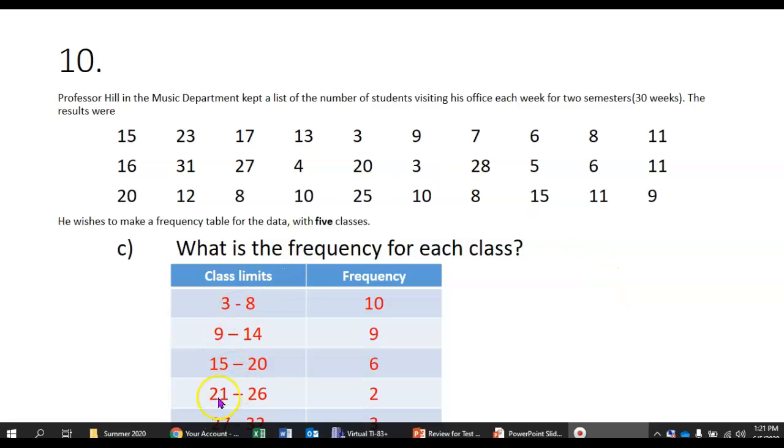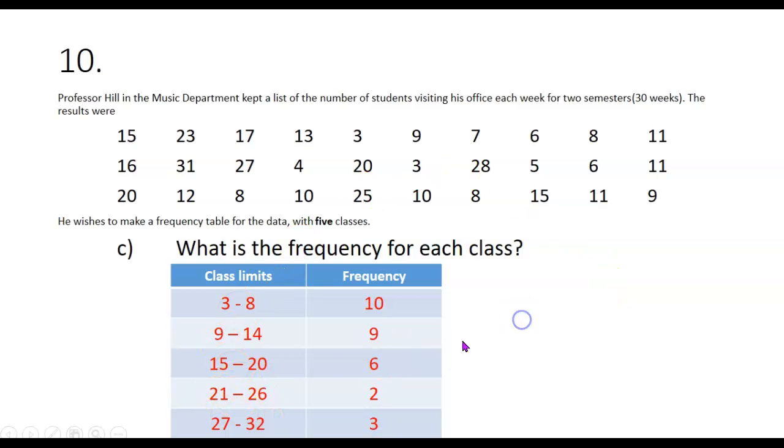And in case you had trouble seeing that bottom row here, it was 27 to 32 for the class limits and 3 for the frequency.